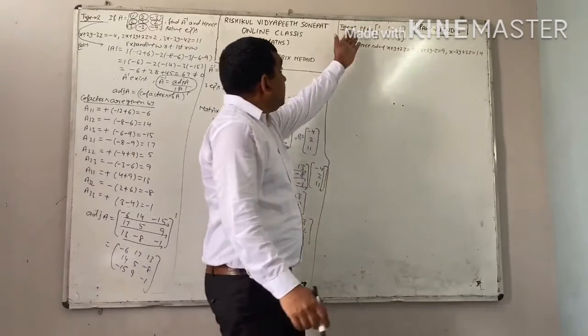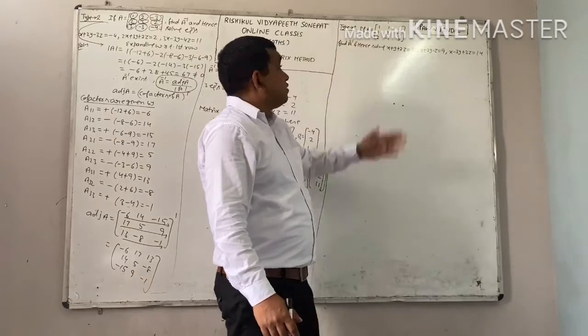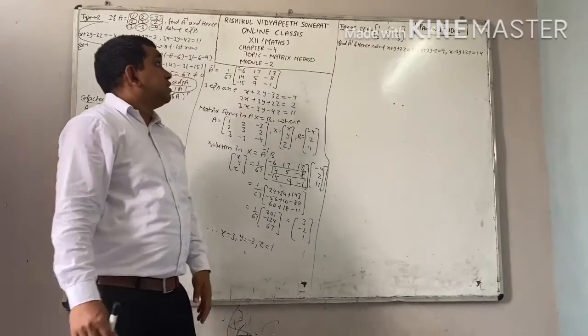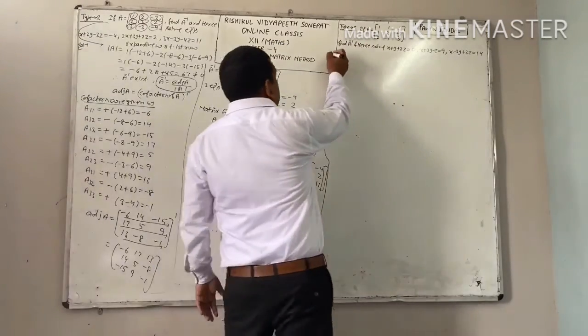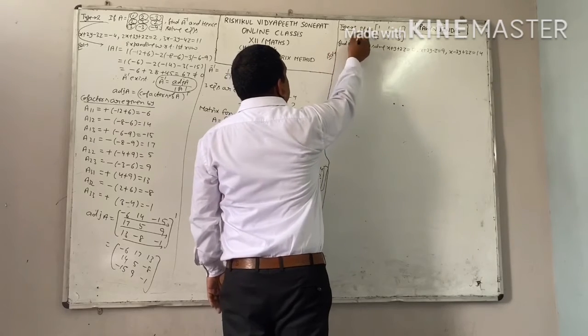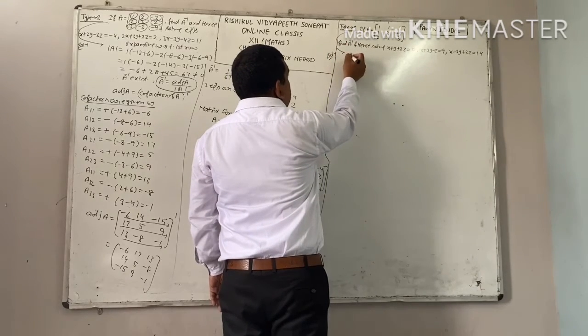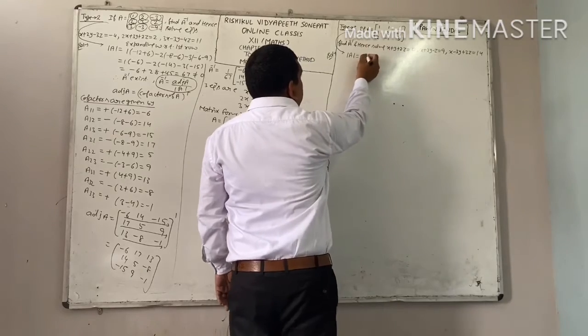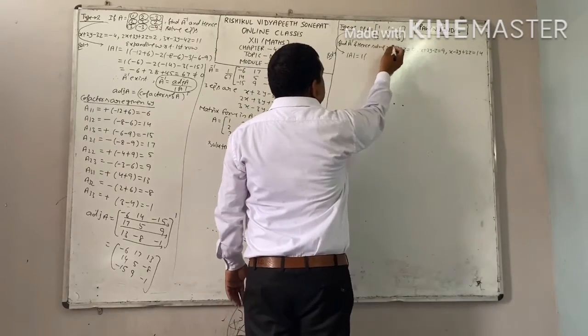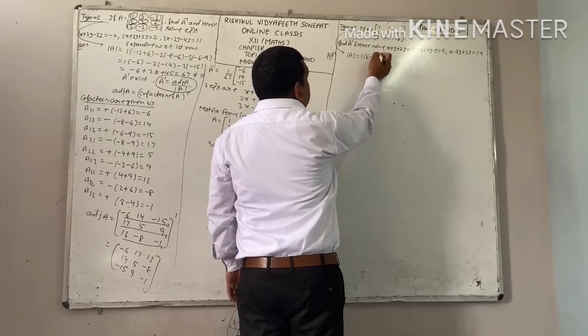The question is the same. If A is given to you, find A inverse. First of all, we will find out A inverse, and for that, I require the determinant of A. Determinant of A, see here. 1 into horizontal, vertical. This is your 6 minus 3.